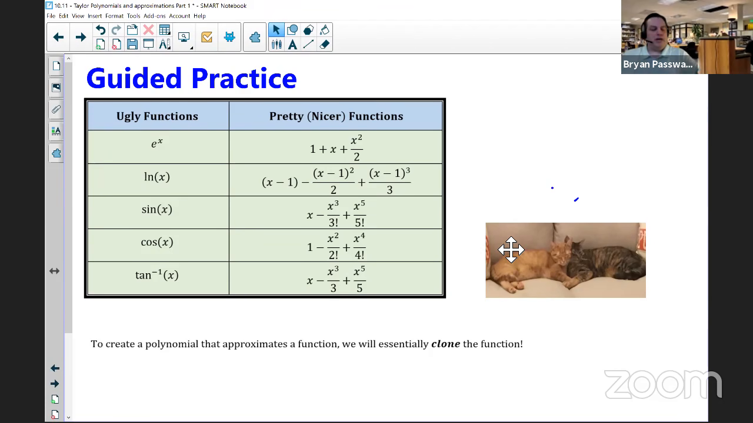So how are we going to create a polynomial that approximates a function? Well, essentially, just like we did with Buddy, we're going to clone the function. With Buddy, we found properties of Buddy, right? He was brown. He was an animal. We took different characteristics and we made sure that whatever we created had the same exact characteristics. So we're going to do the same thing with functions.